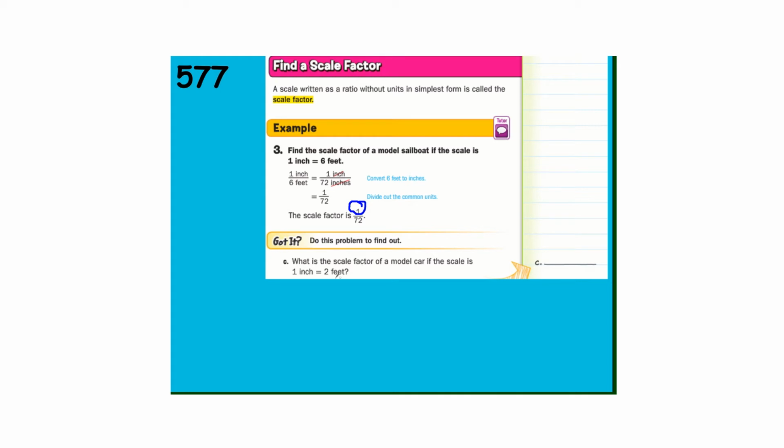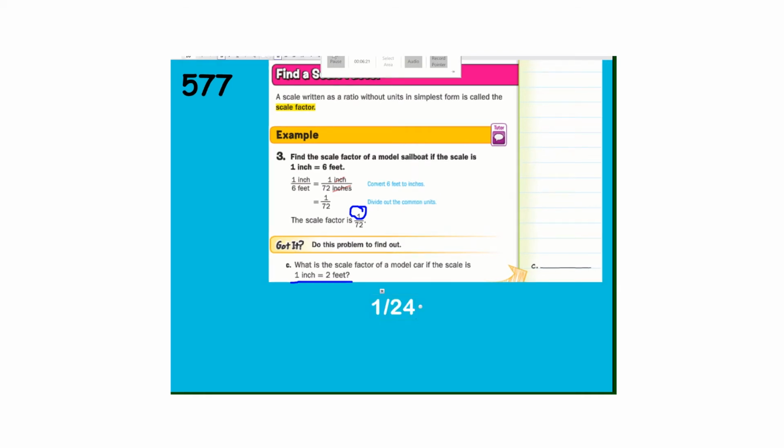Okay, scale factor. What is the scale factor of a model car if the scale is 1 inch to 2 feet? So my suggestion, turn them both into inches first. And actually in this problem, then you'll have the problem finished. So pause the video and do that problem. Okay, so since there's 2 feet, that is 24 inches. So the scale is 1 over 24. No labels necessary. This is the scale factor. Okay, let me know if you have any questions on that.